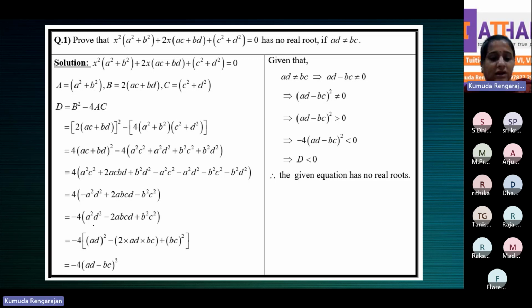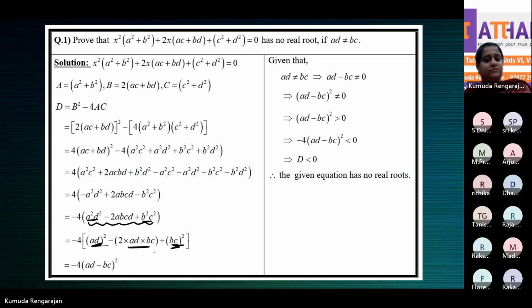Now you must show that this is of the form X minus Y the whole square. So write this as AD the whole square. This one is BC the whole square. And the middle term can be written as 2 into AD into BC. So clearly this is of the form X the whole square plus Y the whole square minus 2 into X into Y.